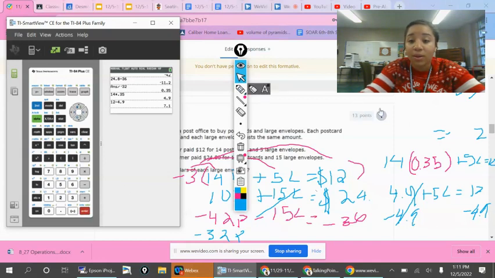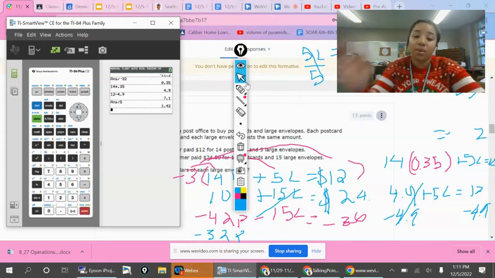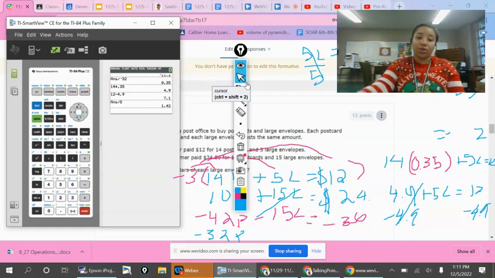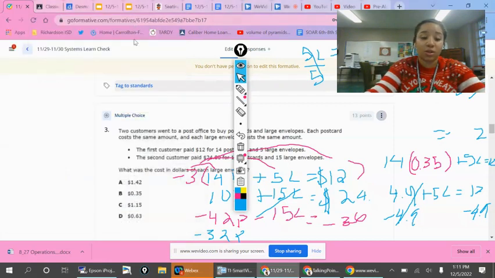So then I have 5L. I'm going to have to move this up here because I'm running out of space. 5L equals 7.1. Divide both sides by 5. My goodness. And then you get $1.42 per large envelope. So each large envelope would cost $1.42, so your answer would be A.